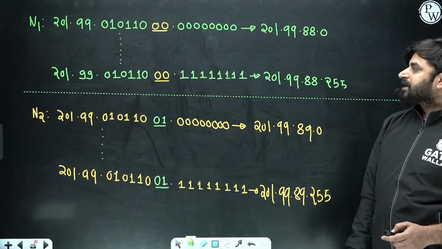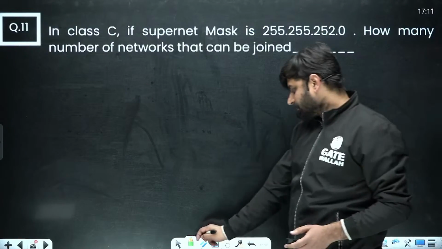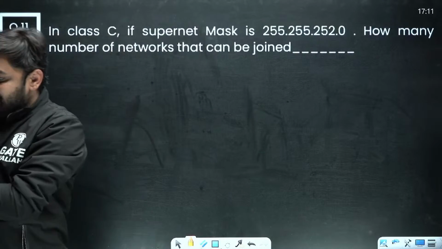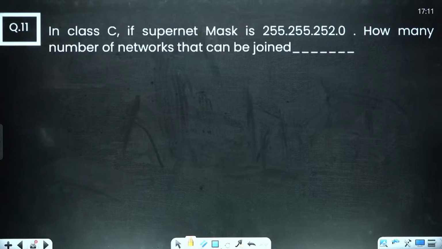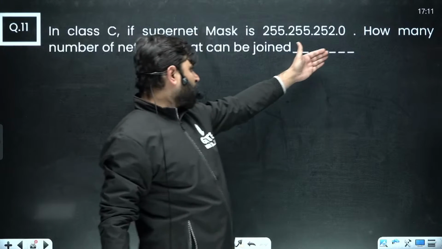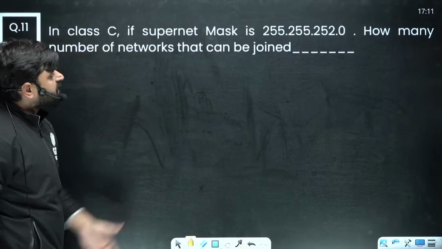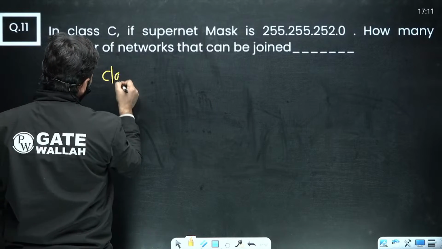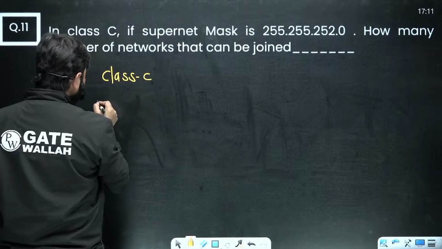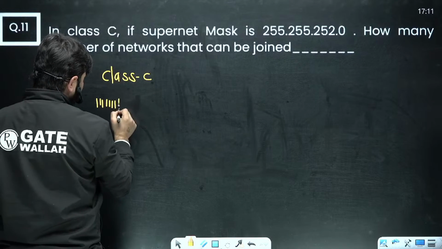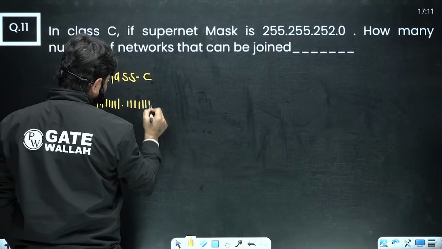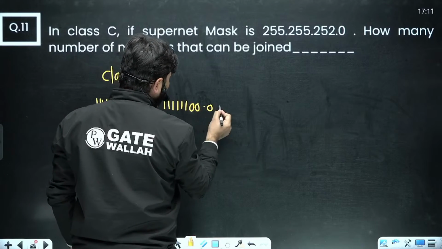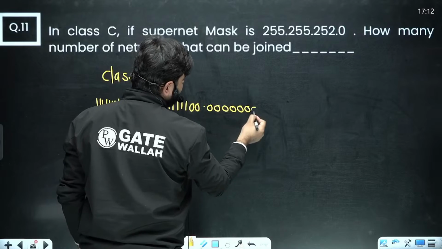Now, let's move to question number 11. In class C, if the supernet mask is 255.255.252.0, how many networks can be joined? It is really very simple. What they are saying is class C. So 1, 2, 3, 4, 5, 6, 7, 8. 1, 2, 3, 4, 5, 6, 7, 8. 252. 1, 2, 3, 4, 5, 6, 7, 8.